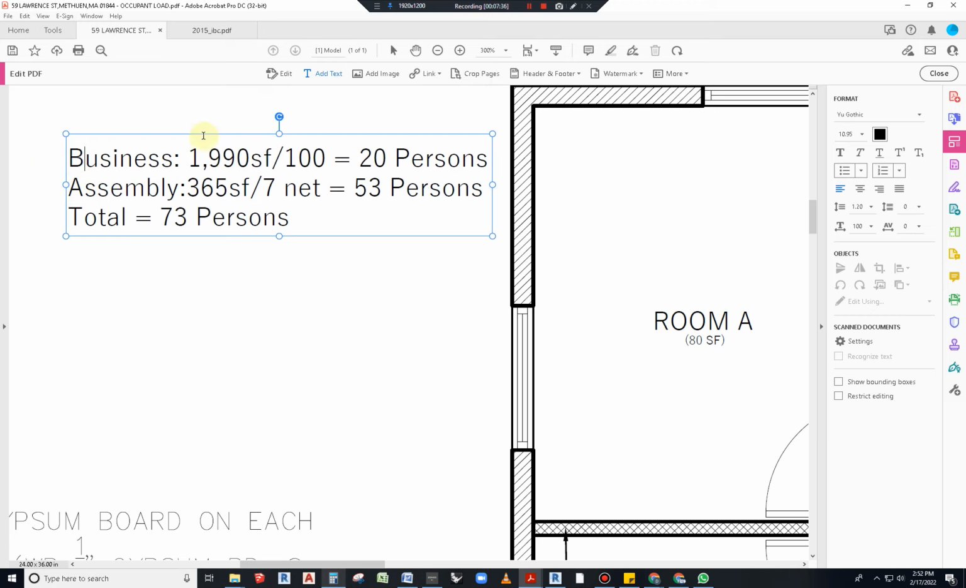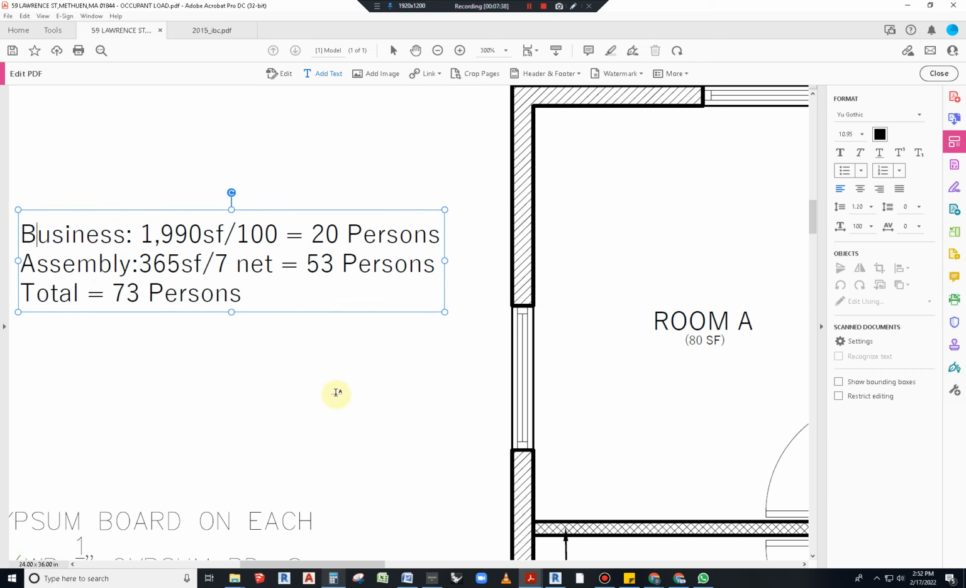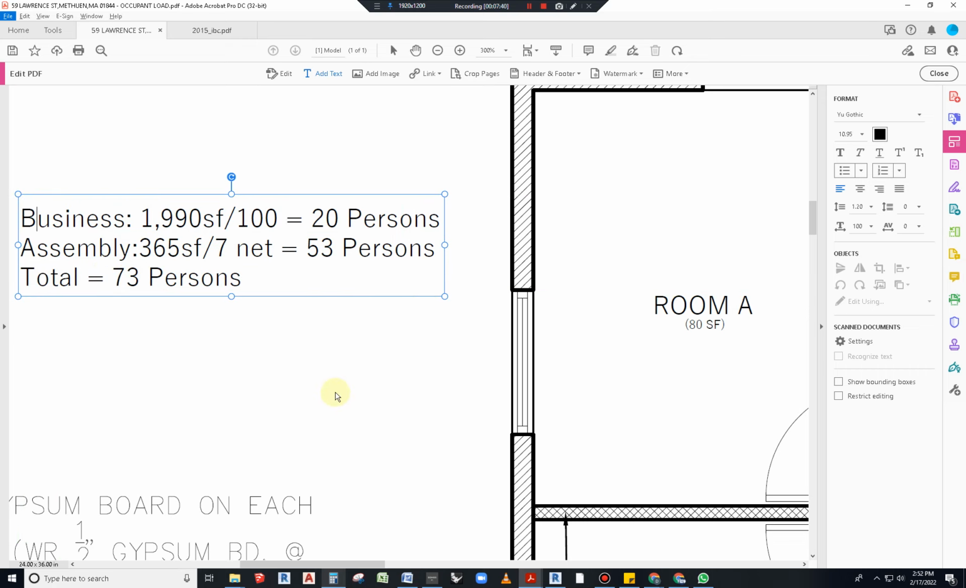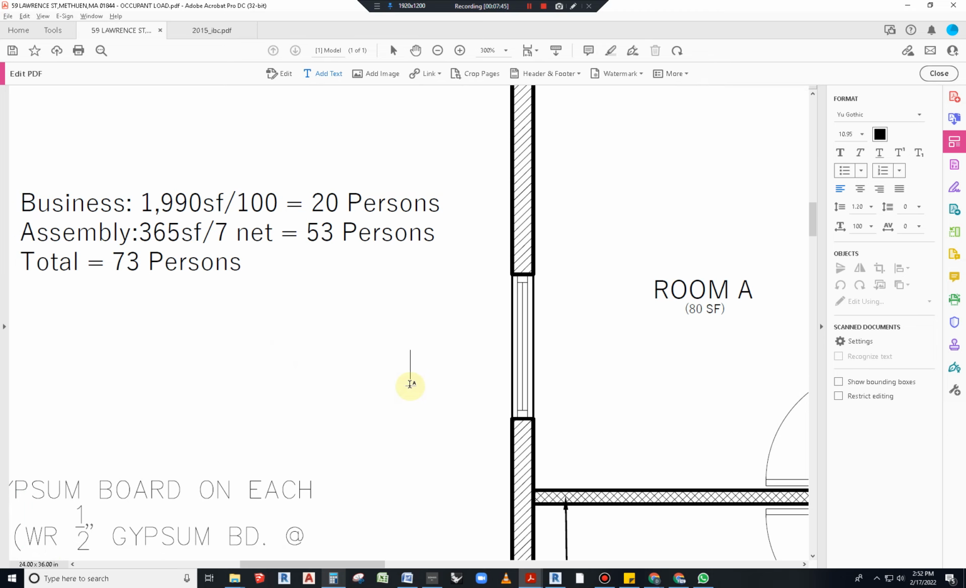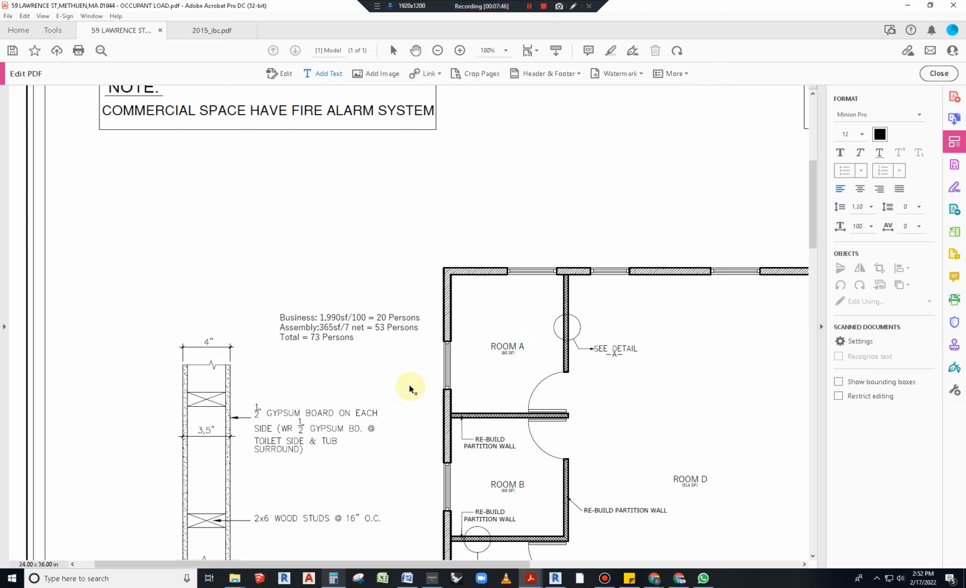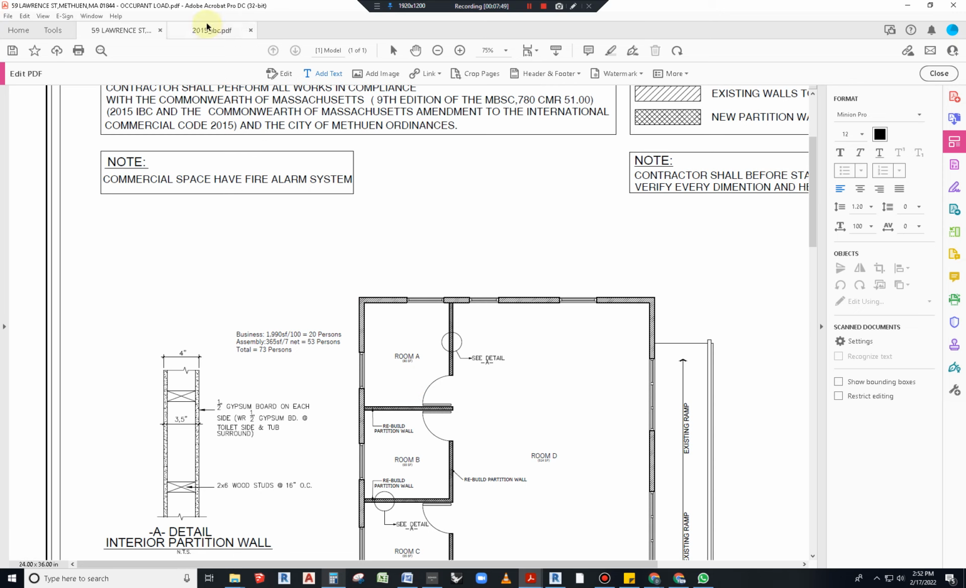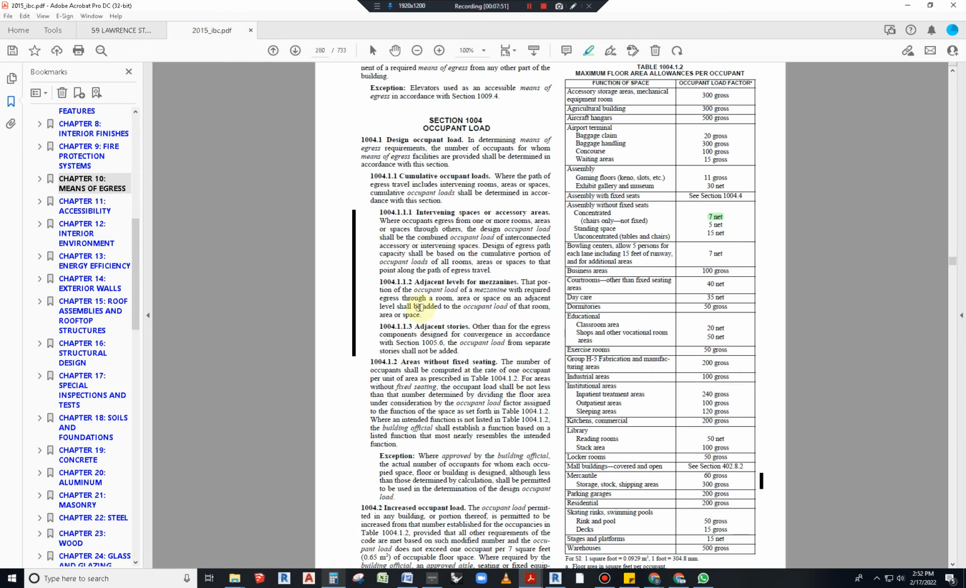Now there's more to this, you know what I mean? I just immediately jumped on it, but you have to know what uses go where, how to find it, and things like that. But the gist of it is that with square footages and assignations and the 2015 IBC in this case, you could go through each one of these and you can know exactly what the areas need to be.